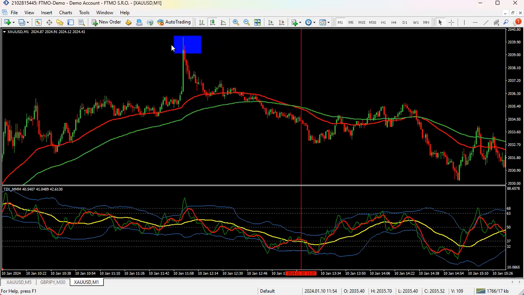you have a retest of a previous structure on a bigger time frame. We'll get to that later. Here we have a moving average cross. Here's an entry for the sale.